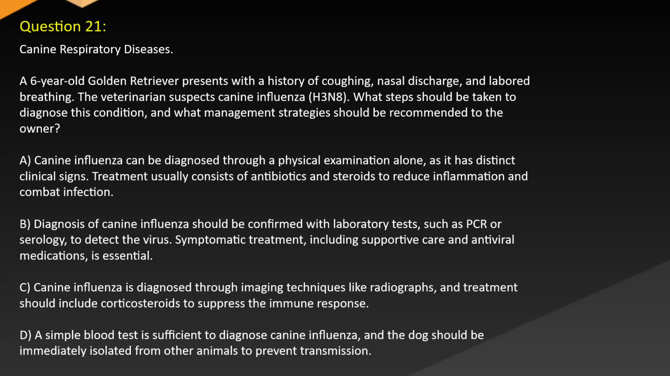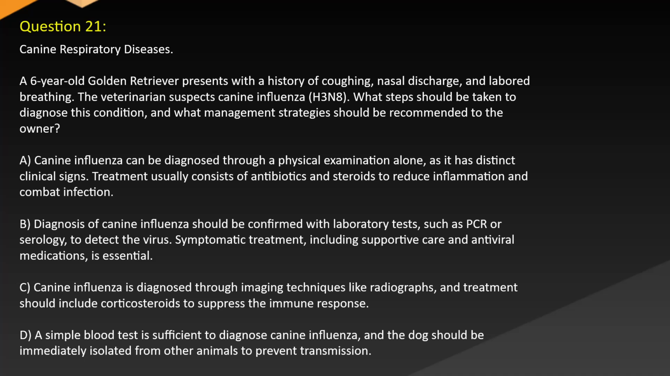Question 21. Canine respiratory diseases. A 6-year-old golden retriever presents with a history of coughing, nasal discharge, and labored breathing. The veterinarian suspects canine influenza (H3N8). What steps should be taken to diagnose this condition, and what management strategies should be recommended to the owner?